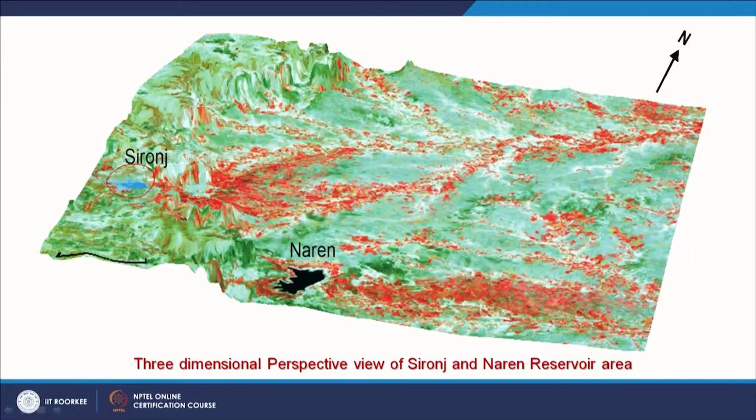This is the February image. Now if you see this blue colored reservoir, though small in size, it is located on relatively higher ground as compared to this Narain reservoir. Because of the elevation difference, this reservoir is providing a better hydraulic gradient as compared to Narain, which is almost at the same level.